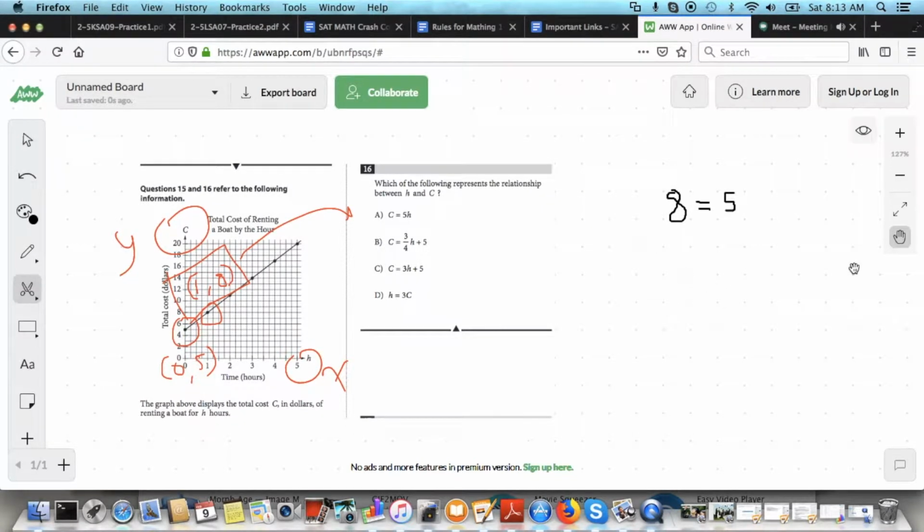So 8 equals 5. Do you guys understand what this is? Yep. That 8 is coming from the C value right here, and that 1 is coming from the H value right here. We're just plugging it into that equation.